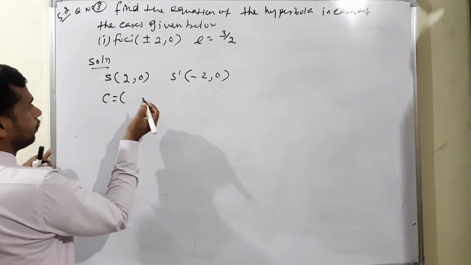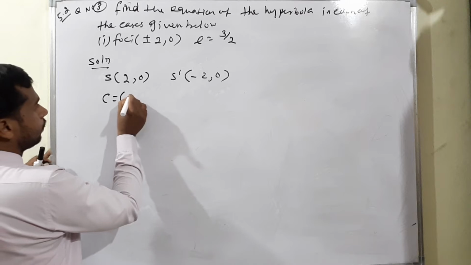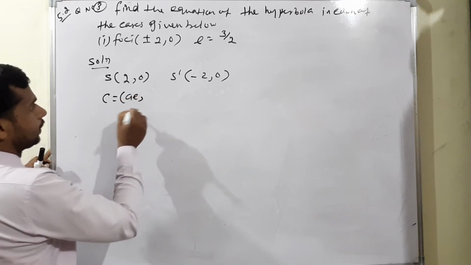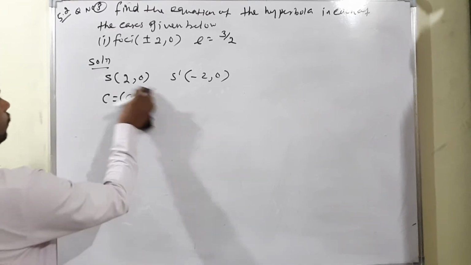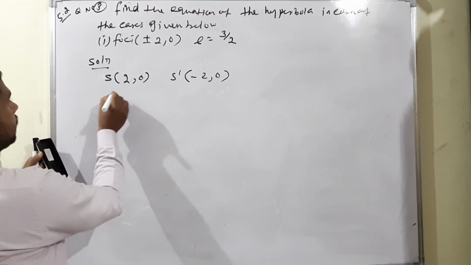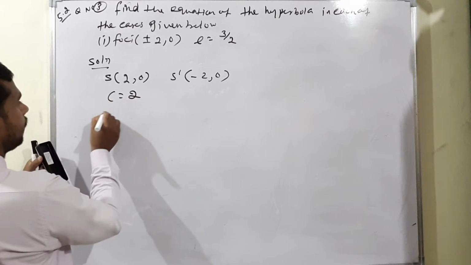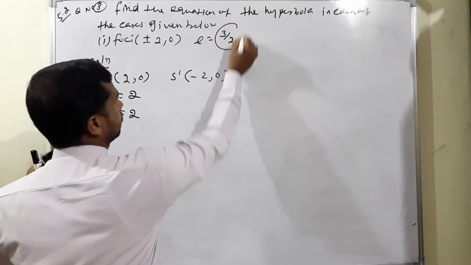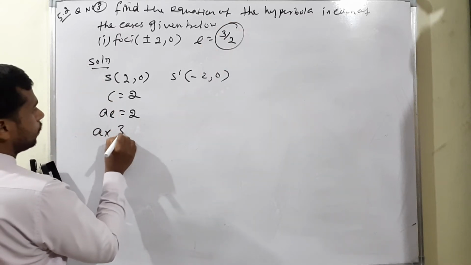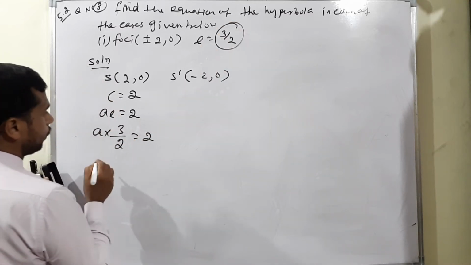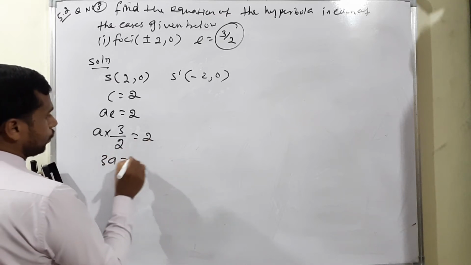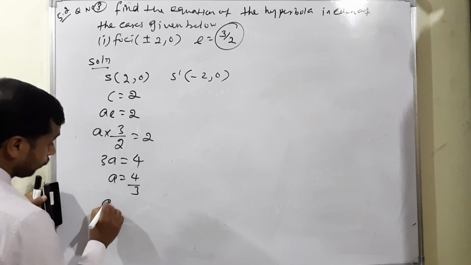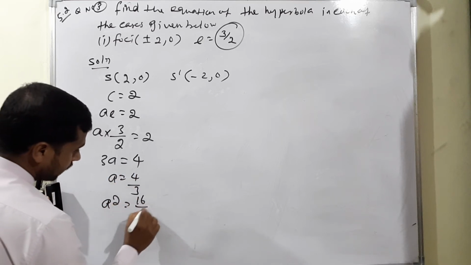Yes means what is the meaning? c is equal to, consider for ae, isn't it? So ae means, otherwise simply we can write it. Starting with S means c, isn't it? So c is equal to 2. What is the meaning of c? ae is equal to 2. Already we know e is the eccentricity 3 by 2. Therefore a into 3 by 2 is equal to 2, which means 3a is equal to 2 into 2, 4. Therefore a is equal to 4 by 3. a is equal to 4 by 3 means a square is equal to 16 by 9.